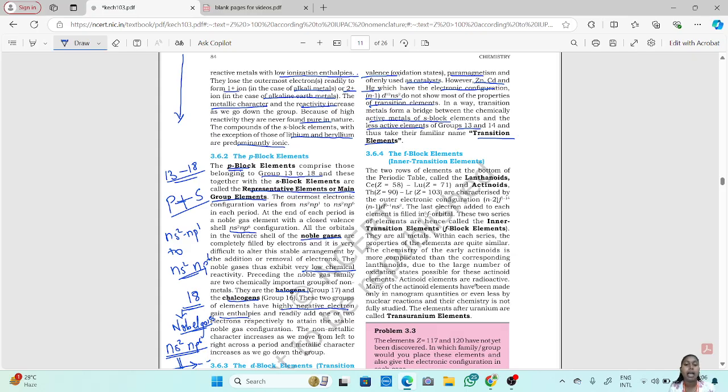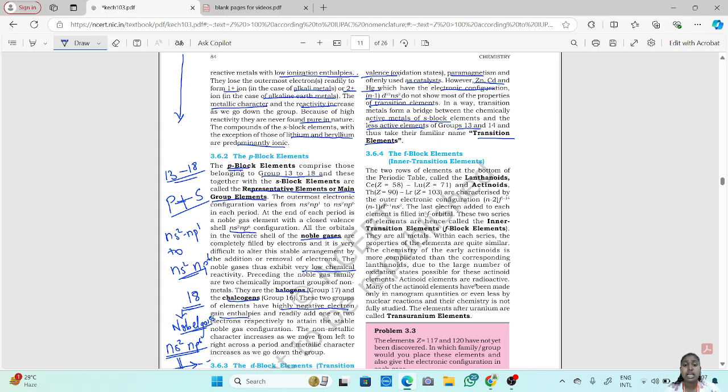S block being highly reactive and P block being low in reactivity, they combine together with the help of the D block elements, and since it is in between and shows a shifting towards both the blocks, that is S and P block, it has the name transition elements.